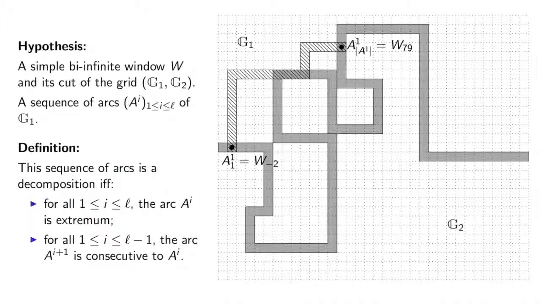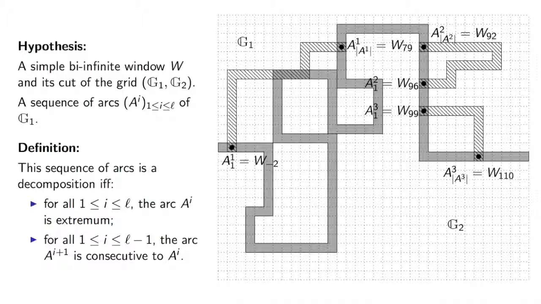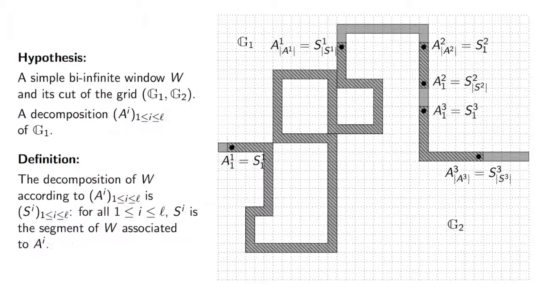We now introduce decomposition. A decomposition is a sequence of arcs A numbered from 1 to L. Moreover, all these arcs are extremum and any arc of this sequence is consecutive to the previous arc of the sequence. In this example, consider an extremum arc A1. Consider another extremum arc A2 which is consecutive to A1. Consider another extremum arc A3 which is consecutive to A2. We have here a decomposition of length 3.